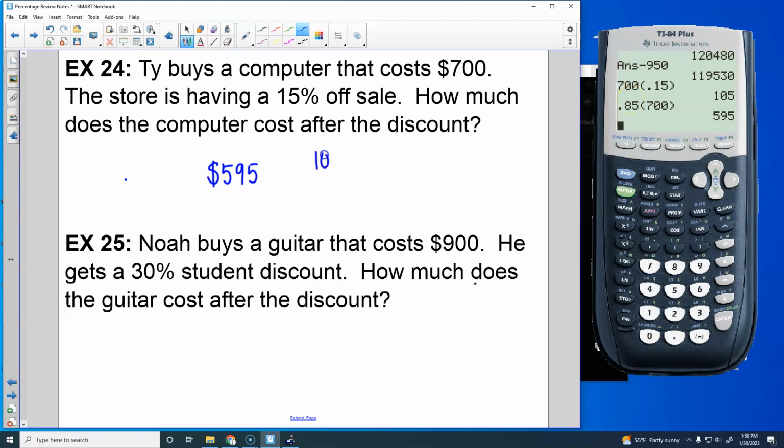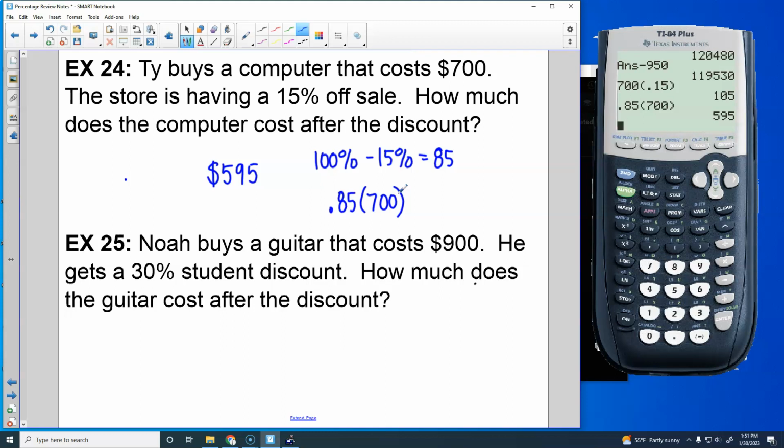So we're doing 100% minus the 15% gives us the 85%, and then we could just type in 0.85 times 700. This is the way I want us to try to think because it is going to help us whenever we get to the next step.